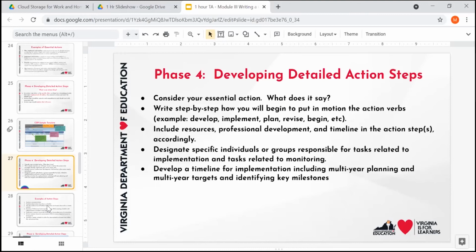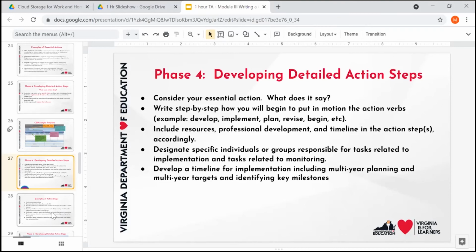Okay. And then that last bullet says develop a timeline for implementation, including multi-year planning, multi-year targets, and key milestones, right? So you might have some big dreams for where you want that student achievement to go, but you might need to have some incremental steps along the way. So what are those targets you're going to hit and when? When are you going to look at the data, right?